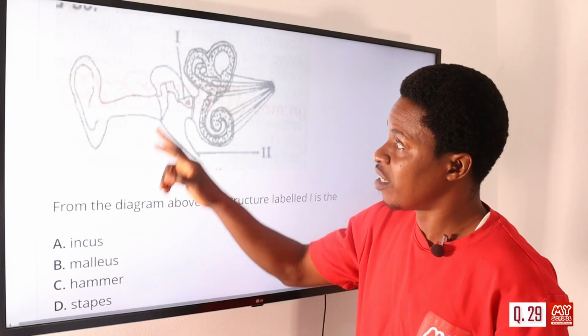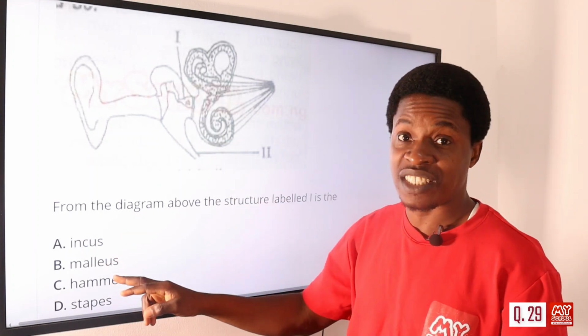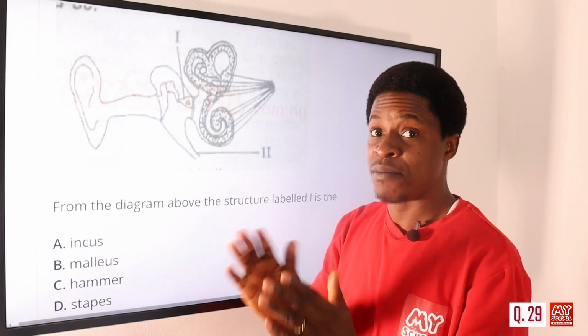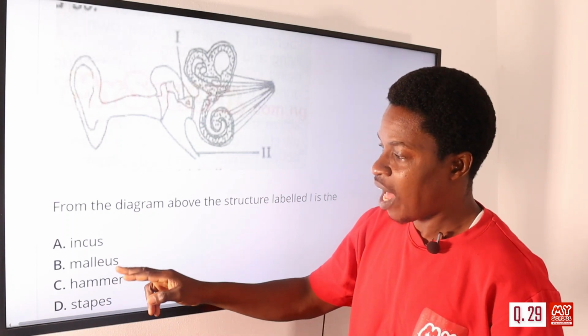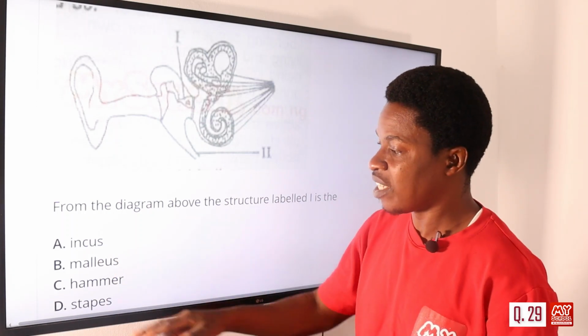Then we have malleus. Malleus is this part. Ama and malleus are the same thing actually, so we can use them interchangeably. And then we have the stapes.